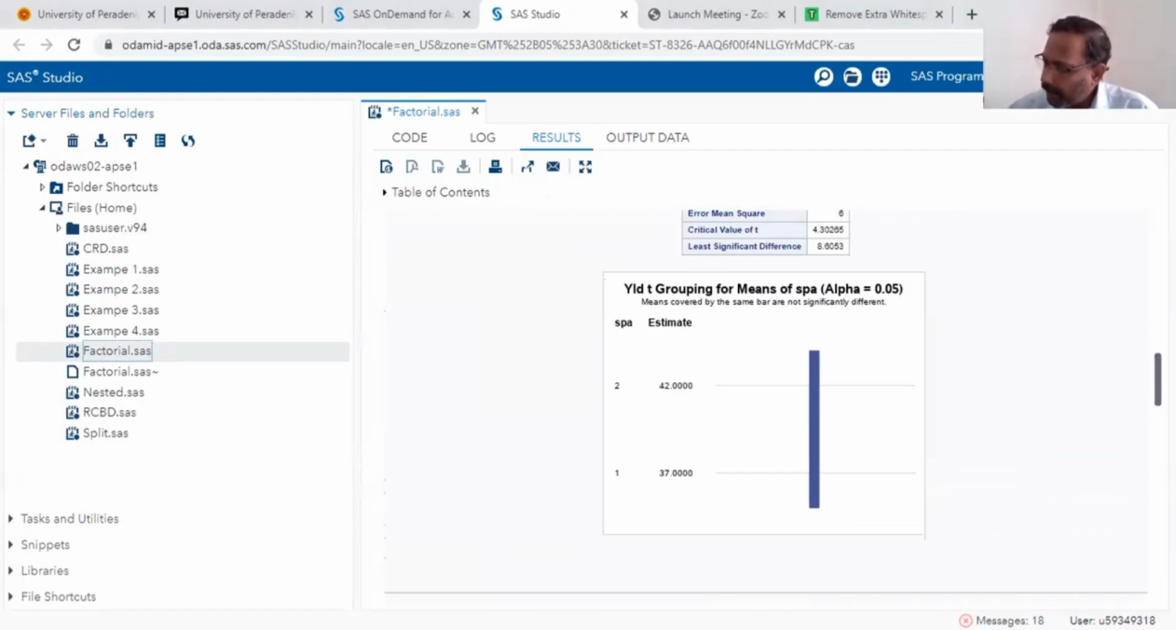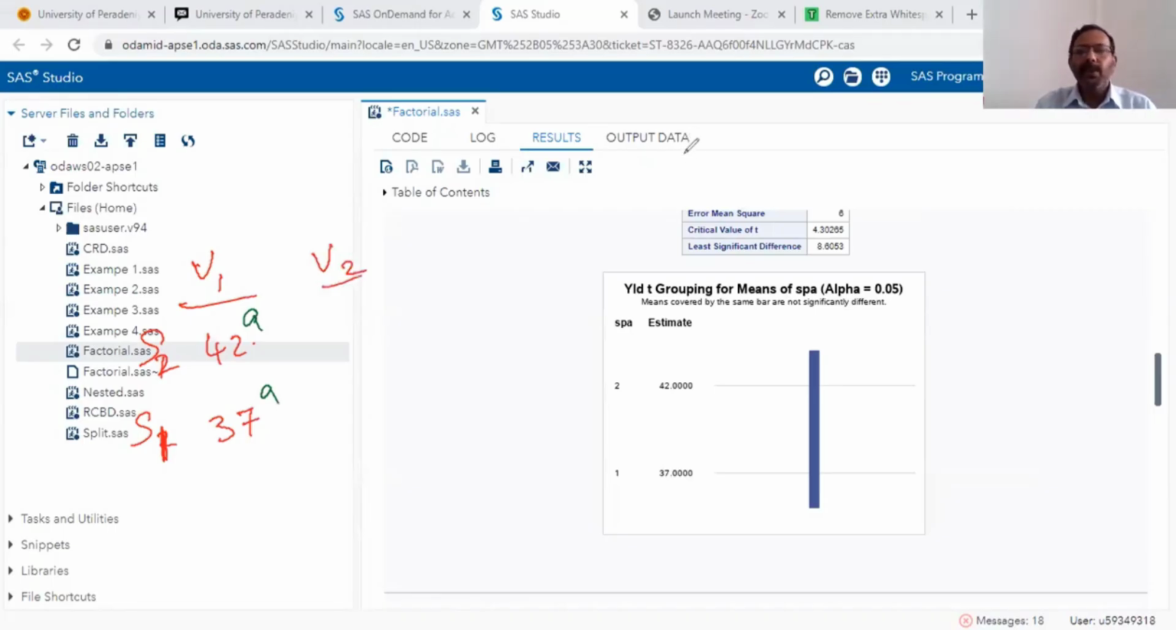So I will write down for variety 1, spacing 2 and spacing 1. The mean yield is 42 in one case and 37 in the other. So what we say is there is no difference between these two. Right? Let's look at variety 2. Variety 2, the story is different.